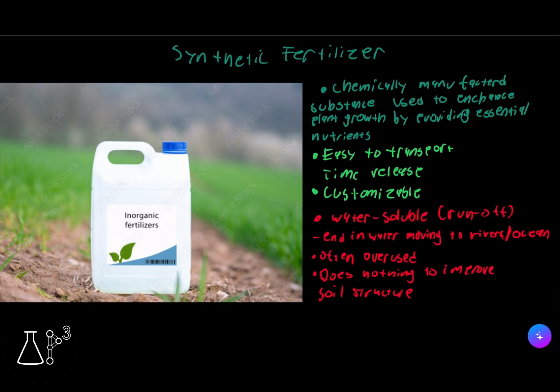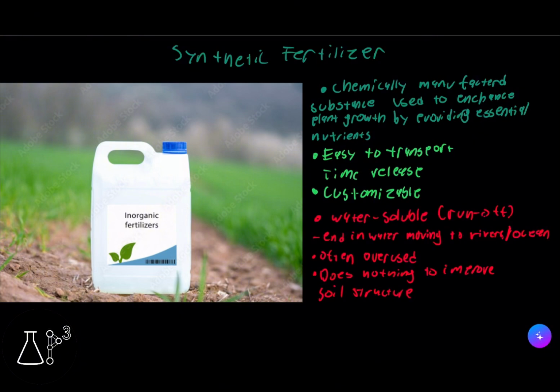The fertilizer is water soluble, so there's runoff. Runoff is basically where the water ends up moving to rivers and oceans, and it causes the process of eutrophication that we went over previously. It's often overused because a lot of people think, well, if I want to make my plants look really pretty or healthier and rich, I want to add more fertilizer in the soil so the crops can maximize growth as fast as possible and be rich in nutrients. And it does nothing to improve soil structure. We're actually damaging it. So that's what's important for synthetic fertilizer.